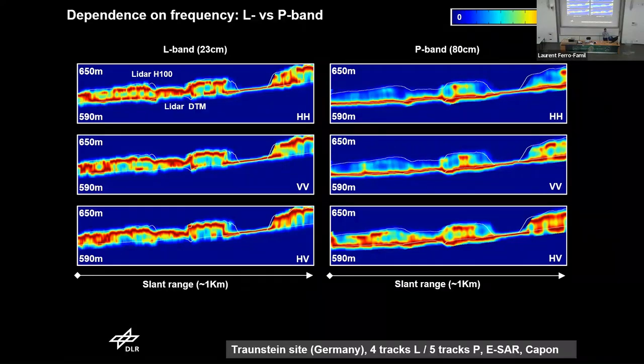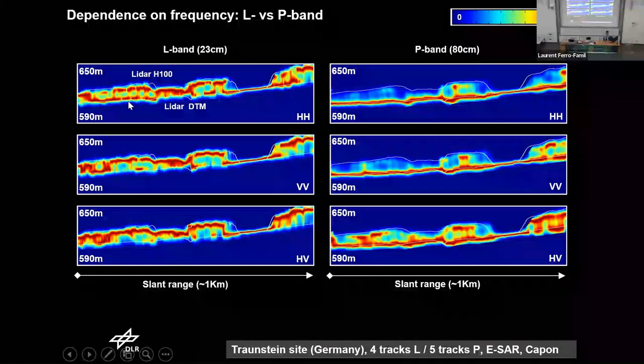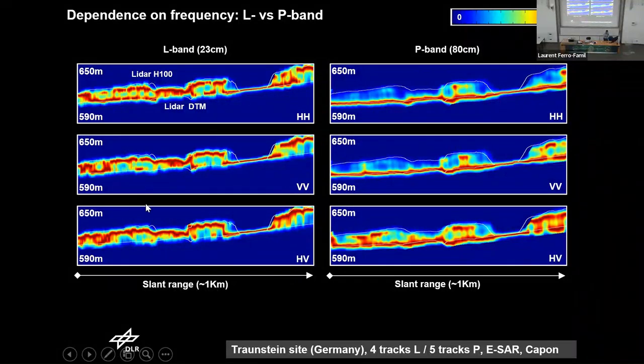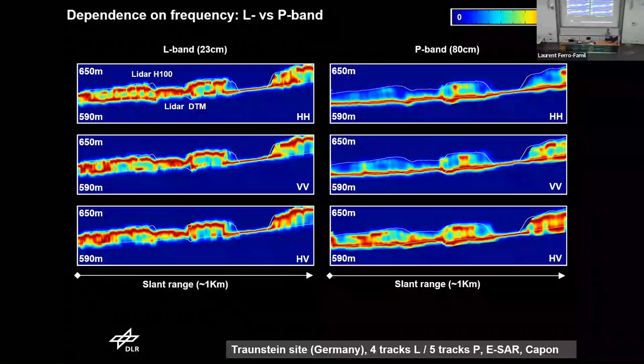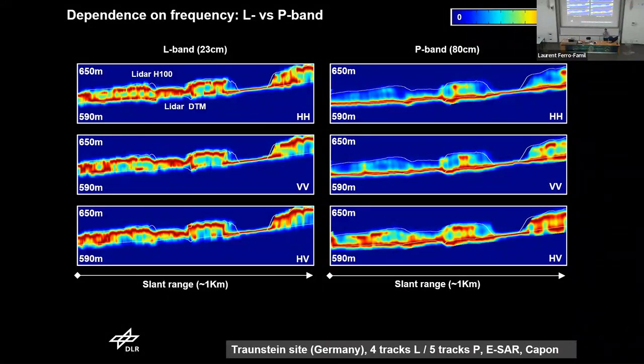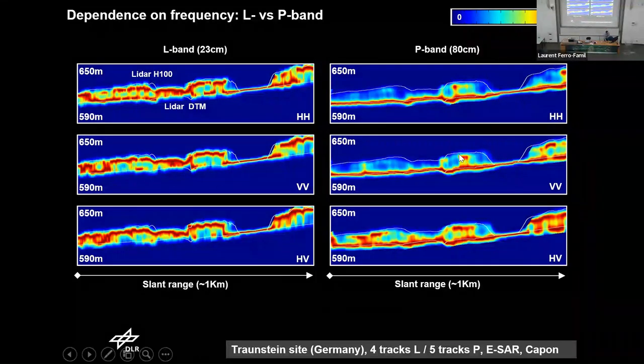But you understand already from here that depending on the frequency, you also change this balance. See, for instance, L-band. Now this is HH, VV, HV. In principle, you see that here, what I was telling you before, you have canopy everywhere. So here it's a bit more difficult to cancel the canopy. So to have an L-band optimized polarization with only ground, you will always have some volume in it.